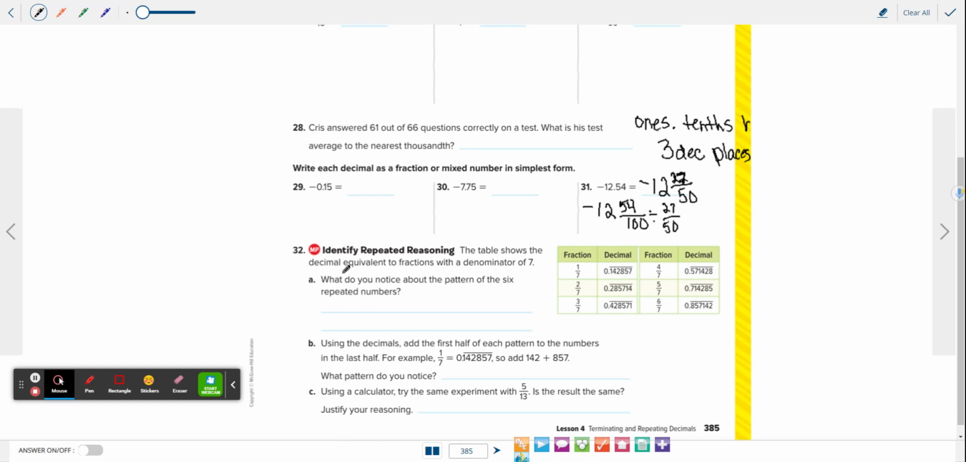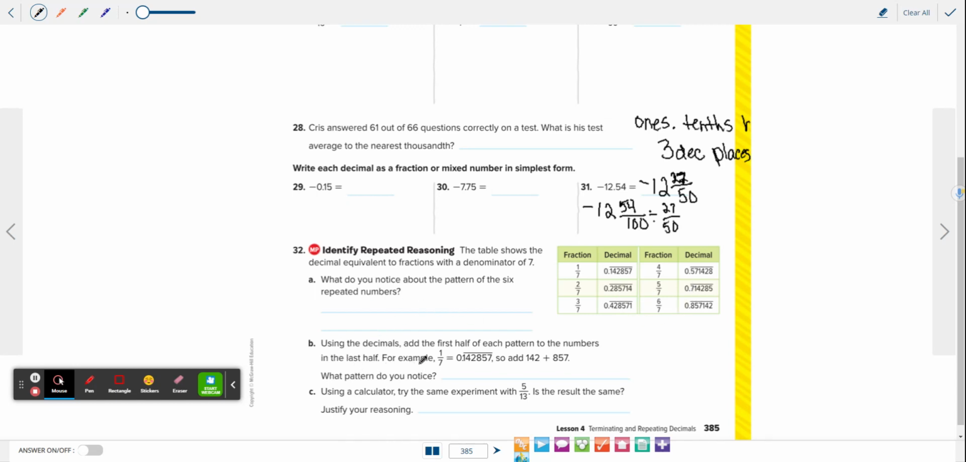32, the table shows the decimal equivalents of two fractions with a denominator of 7. So 1/7 is 0.142857, all of that repeating. 2/7 is 0.285714. 3/7, 0.428571, repeating. Okay, and it keeps going. What do you notice about the pattern of the 6 repeated numbers? Okay, so just kind of look at the pattern of them. If you see a pattern, write down what you see.